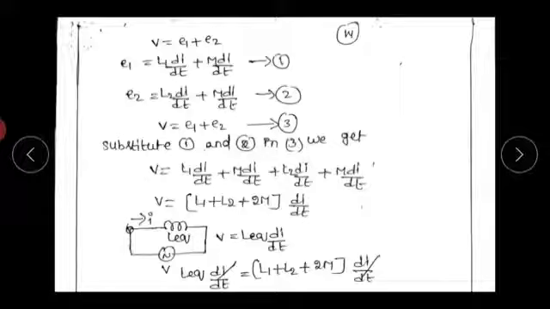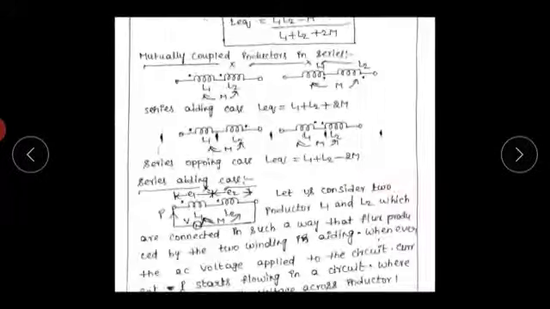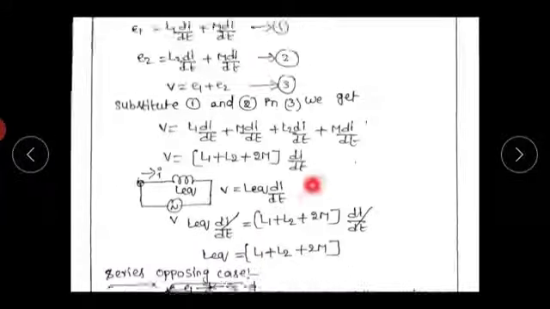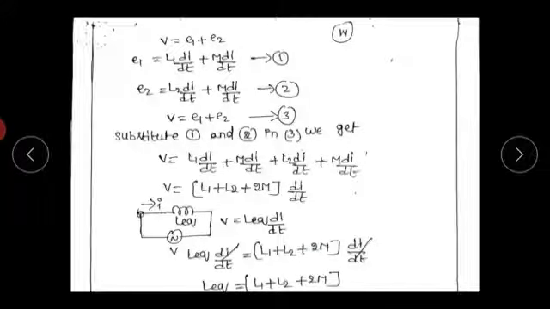So next, the induced EMF in the first inductor. The induced EMF equals self-induced EMF plus mutual induced EMF. If only one inductor is present, then only self-induced EMF is present. Here two inductors are placed very near to each other, so in each inductor both self-induced EMF and mutual induced EMF are induced. So the first inductor induced EMF equals self-induced EMF plus mutual induced EMF, and similarly the second inductor EMF equals the second coil self-induced EMF plus mutual induced EMF.